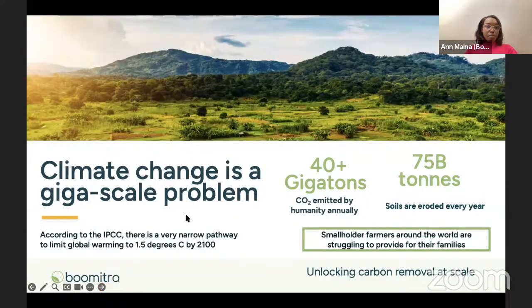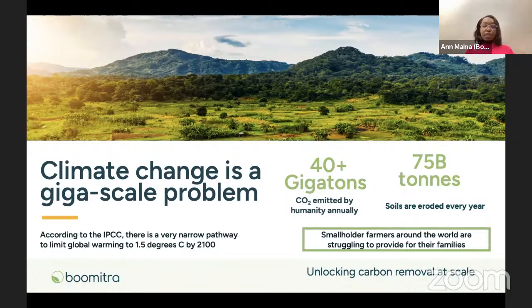To give a background on why it's even necessary to have these carbon credit projects, we know that climate change, this is non-negotiable, has caused a giga-scale problem for many of us. And we've also seen that the soils are highly eroded, and this happens every year.